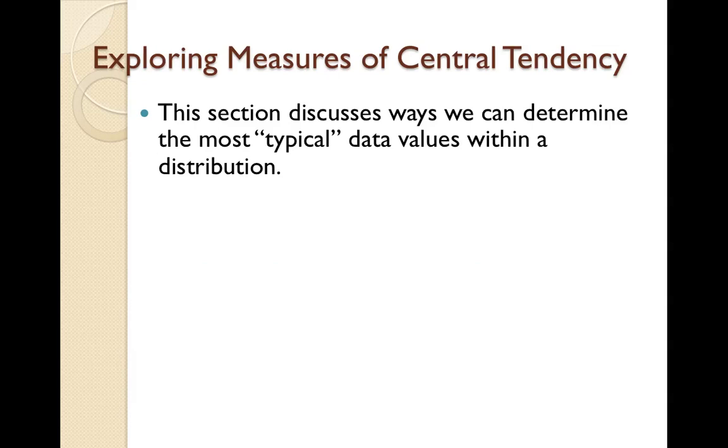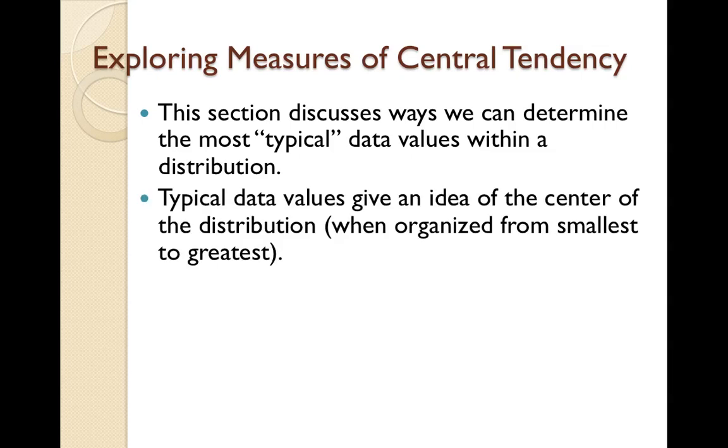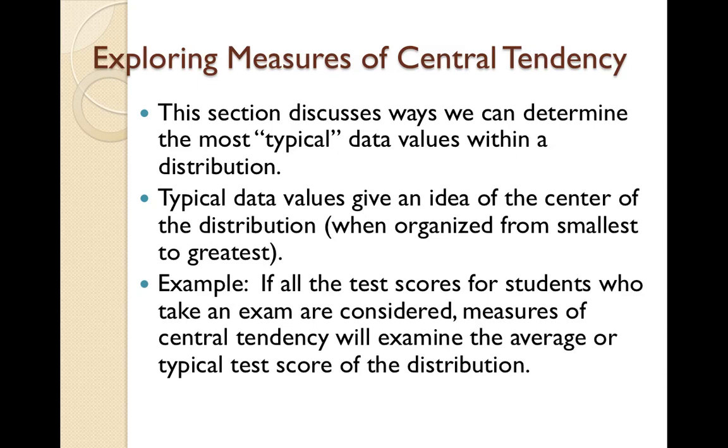What we're going to see in this section are ways we can determine the most typical data values within a distribution. Typical data values give us an idea of the center of the distribution when it's organized in ascending order from smallest to greatest. For example, if all the test scores for students who take an exam are considered, measures of central tendency will examine the average or typical score of the distribution.